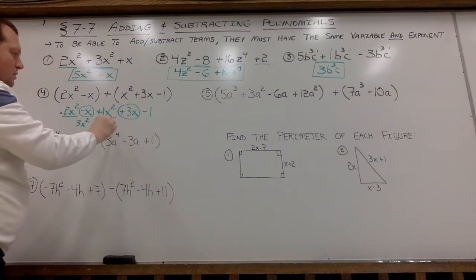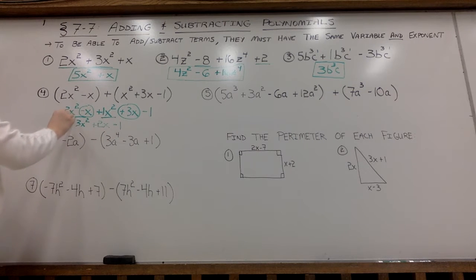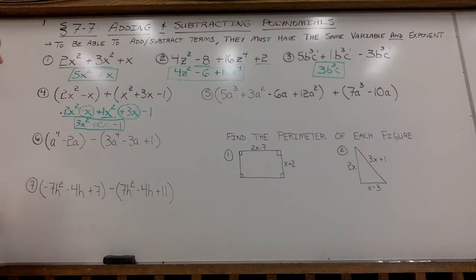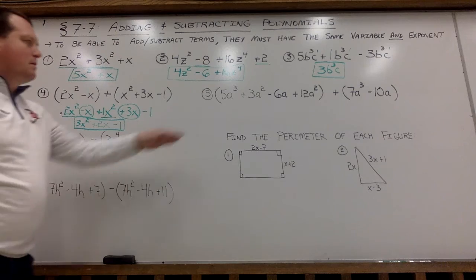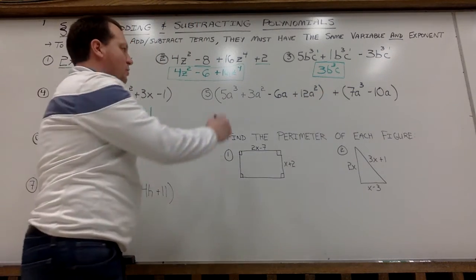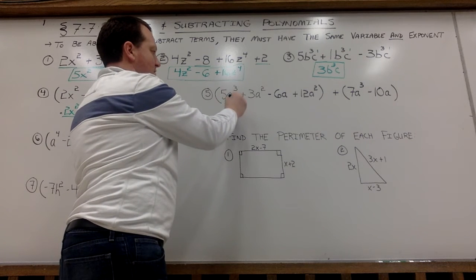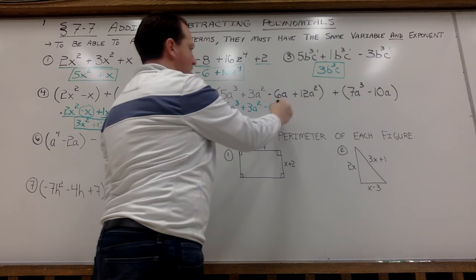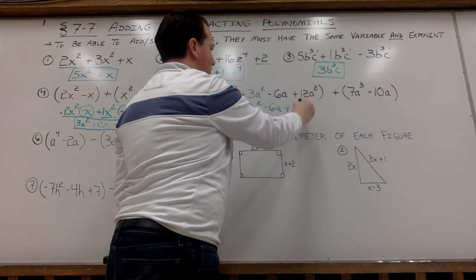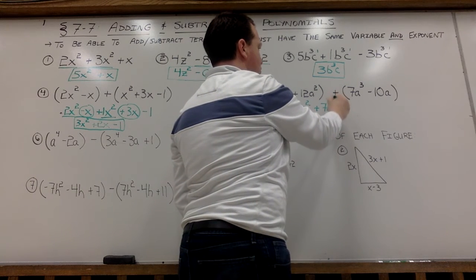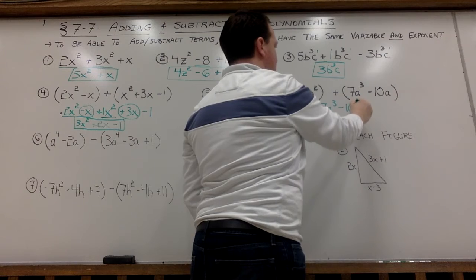And then minus 1. So there is my final expression. Again, putting all like terms together, terms that have the same variable and exponent. Example 5 is another addition example, so I'm able to drop the parentheses. 5a to the third, 3a squared, minus 6a plus 12a squared, and then plus 7a cubed minus 10a.